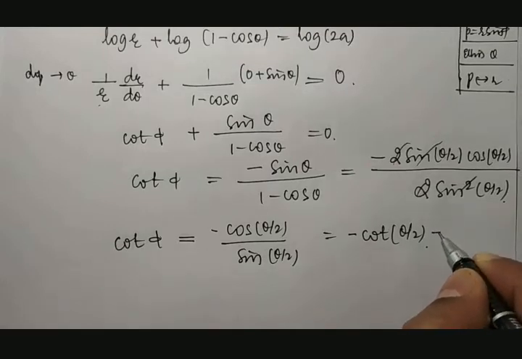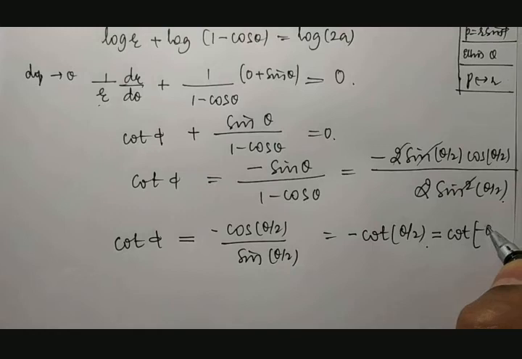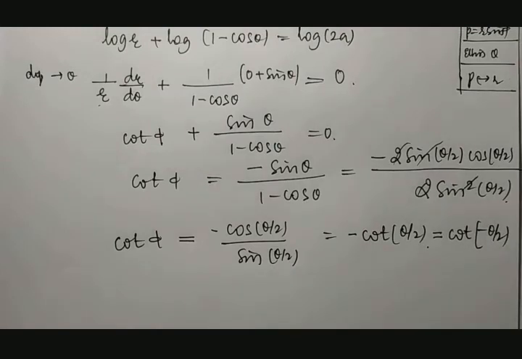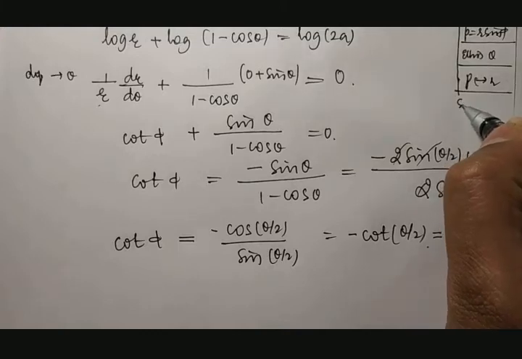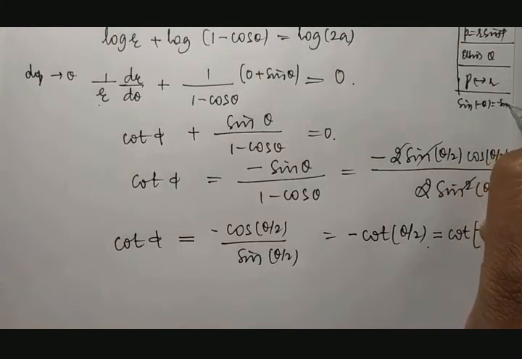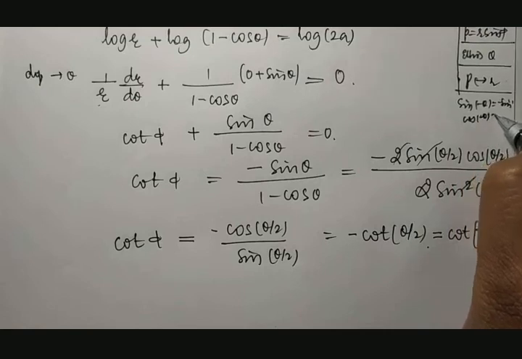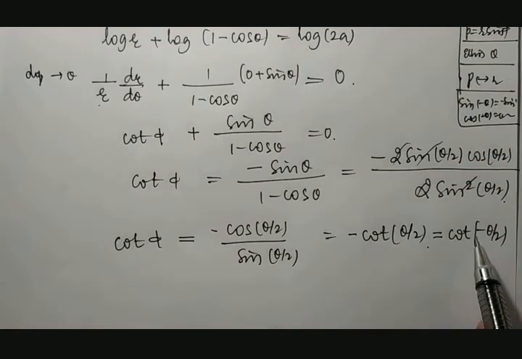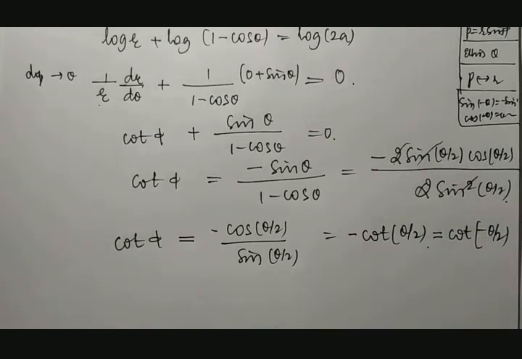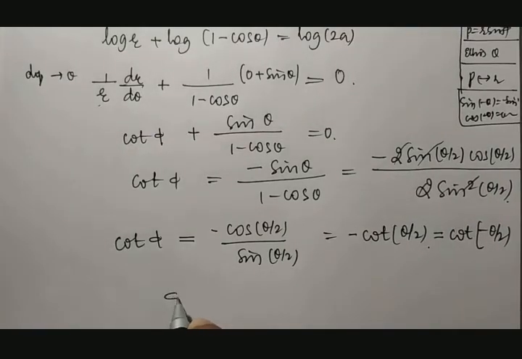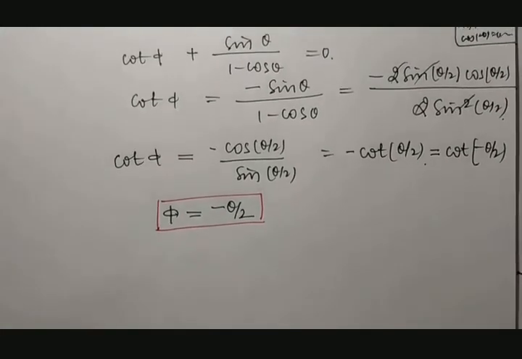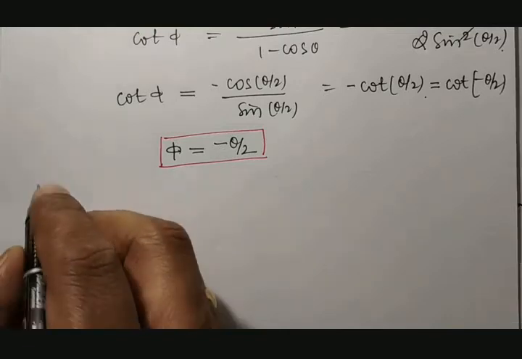This -cot(θ/2) can be taken as cot(-θ/2), because we know that sin(-θ) = -sin θ and cos(-θ) = cos θ. Fine. Therefore, it is cos by sin, so it is plus by minus, so it is minus. Therefore, what is the value of φ now? φ is equal to -θ/2. So this is the value of the angle between the radius vector and the tangent.